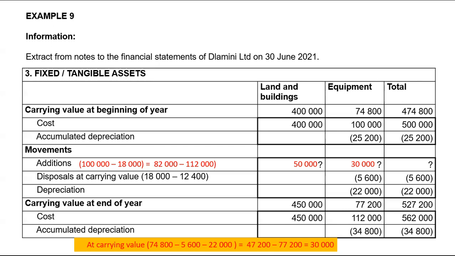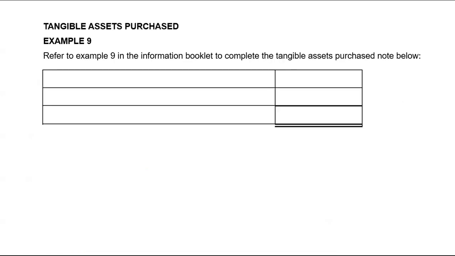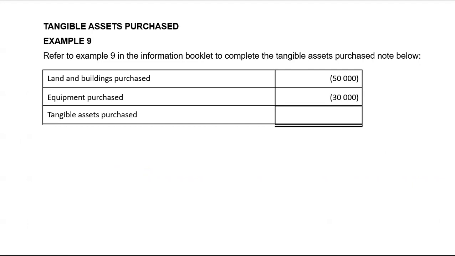Now, to put this in your tangible asset purchased note, you will start with land and building. We purchased land and buildings worth 50,000. We purchased equipment worth 30,000. So our total tangible assets purchased will be 80,000. And that's why we're putting it in brackets, because it'll result in a cash outflow.